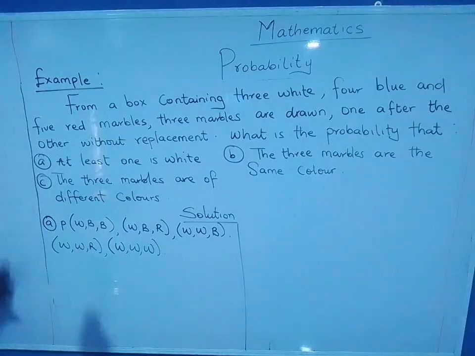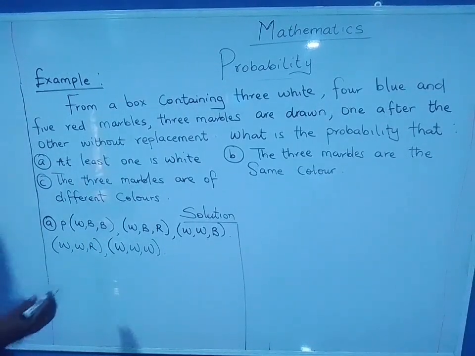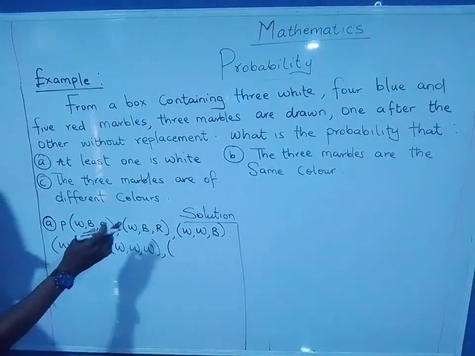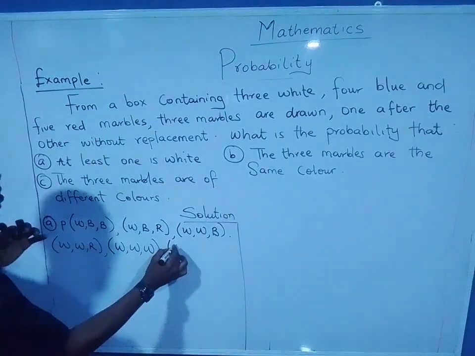Okay, there must be white in your selection. Are you seeing? Is there any other combination again that we're not seeing? White, blue, blue, white, red, red. Is there white, red, red? Yes. We put white, red, red.